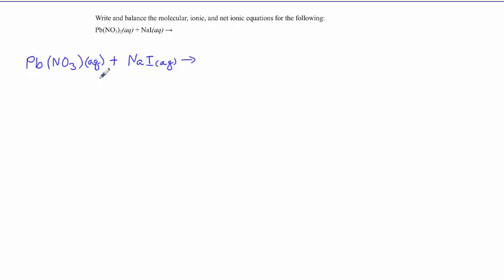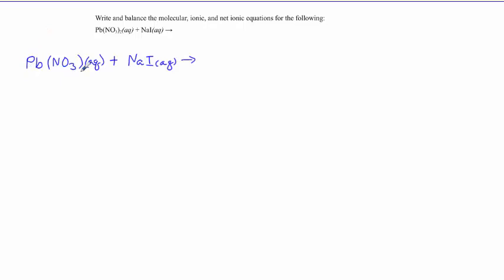So let's look at this first example. Lead nitrate and sodium iodide. The first thing we need to do is figure out what the products are going to be. Here we have two ionic compounds, both aqueous, reacting in solution. Whenever two ionic aqueous compounds react, basically what's going to happen is they're going to switch partners.